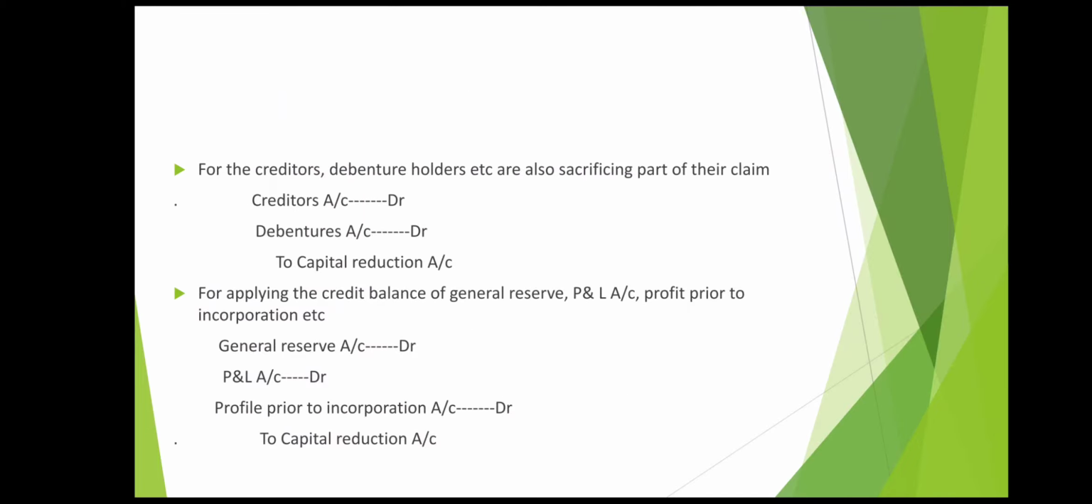Next entry is for creditors, debenture holders, etc. also sacrificing their part of claim. Now when the company is in real crisis and the financial position of the company is too weak, in that case sometimes even creditors and debenture holders agree to forego certain claim. Okay, so whatever amount is foregone, for that you have to pass this entry. So the entry is like this: creditors account debit, debentures account debit to capital reduction account.